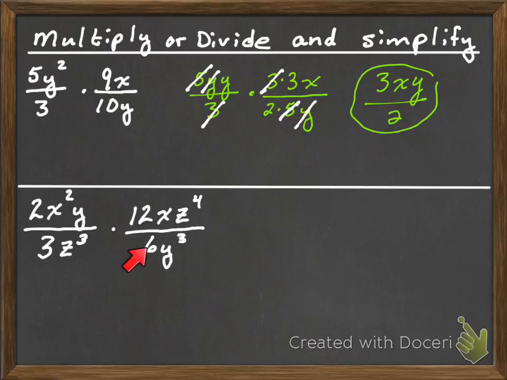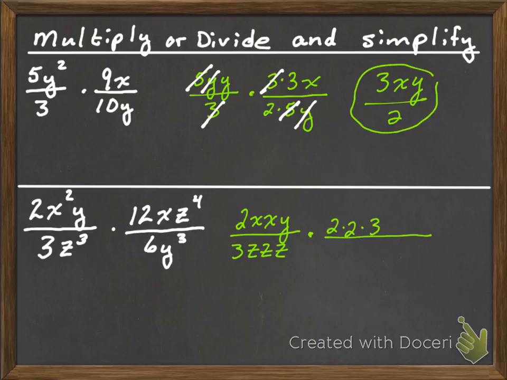The second problem here, again, there's no addition or subtraction, so we're just going to prime factor everything. So this would be 2xxy over 3 and 3z's. 12 is 4, which is 2 times 2, times 3. You got an x, and then you got 4 z's. We have 6, which is 2 times 3, and we've got 3 y's.